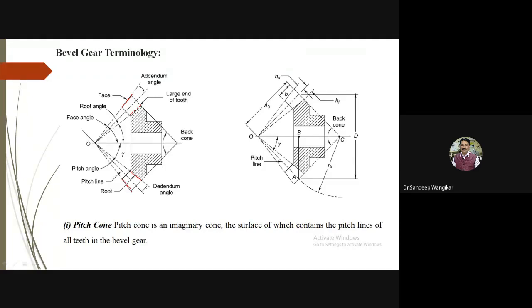After drawing these lines, imaginary lines are drawn at the center. This is called the pitch line. If you refer to the diagram, exactly at the center you can see this line. This line is called the pitch line, and they are meeting at one point. This is the pitch point, and whatever cone you observe, I will now highlight completely.